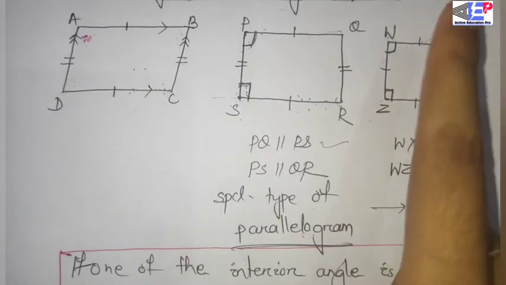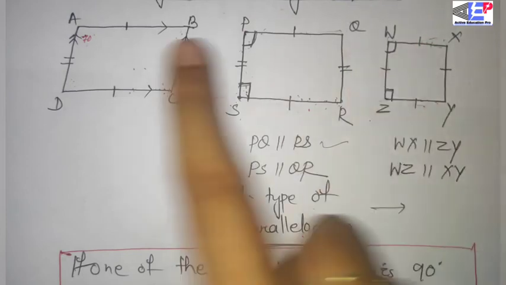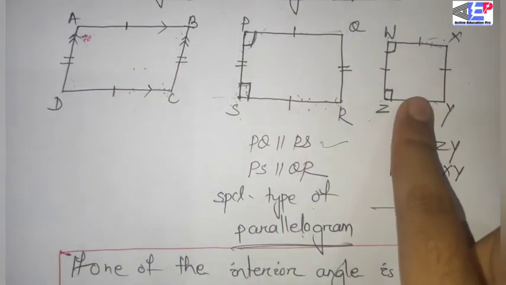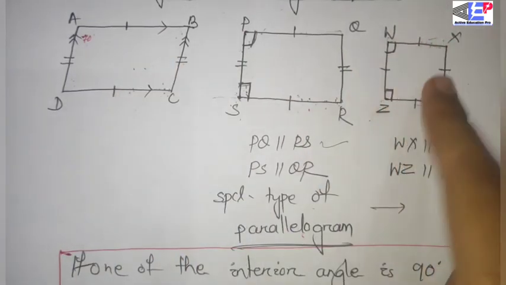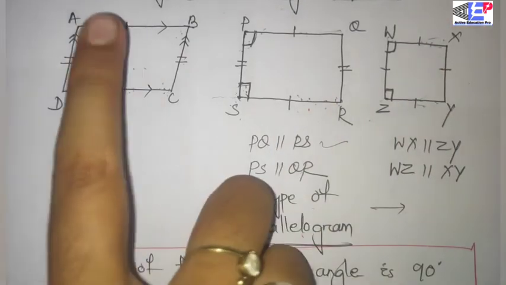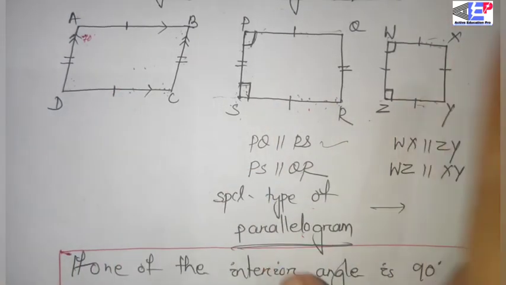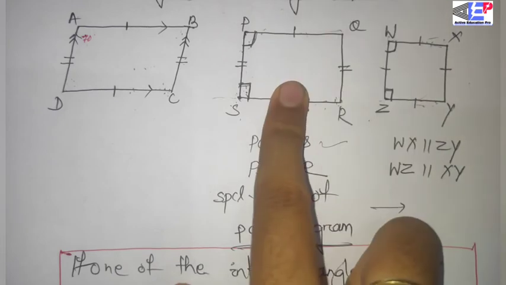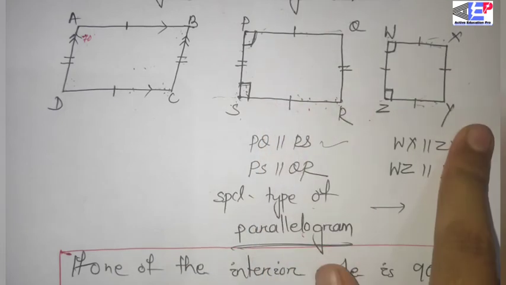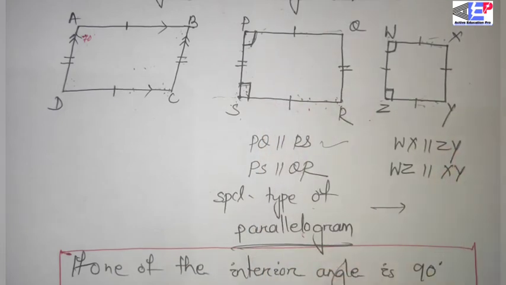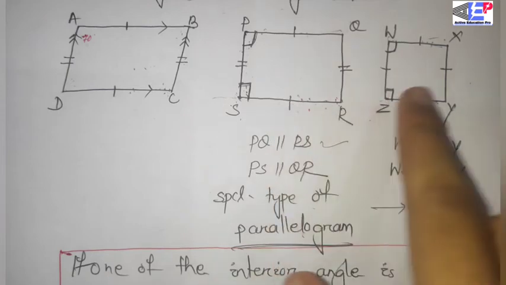But this square satisfies the conditions of a parallelogram. Opposite sides are parallel and equal and opposite angles are equal, so it is a parallelogram, but it is not a rectangle. So square is also a special type of parallelogram, rectangle is also a special type of parallelogram. And the next, find out the similarities between rectangle and square.